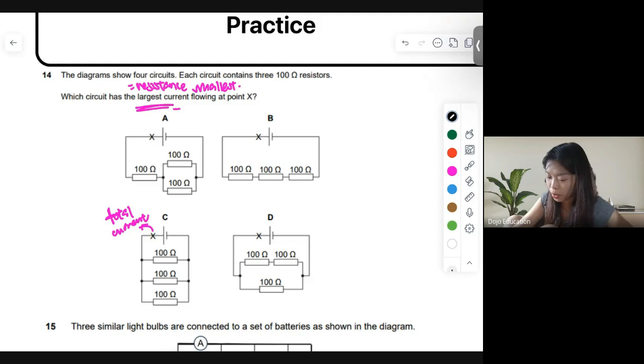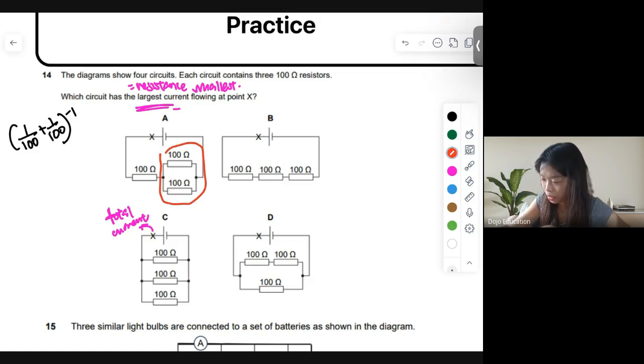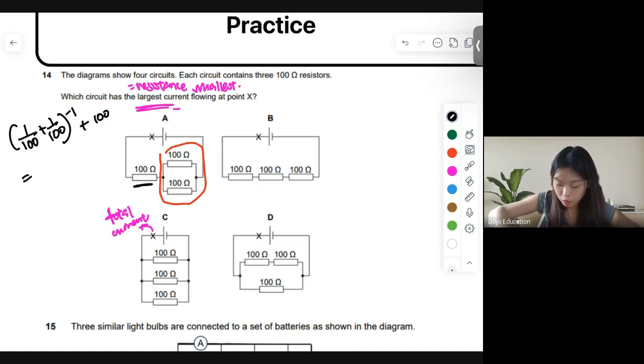I just take 1 over 100 plus 1 over 100 inverse, because this is for this part, right? It's for this part, which is in parallel, plus 100. And this is in series. Okay, so what will I get? 1 over 100 plus 1 over 100 inverse plus 100. I'll be getting 150 ohms.